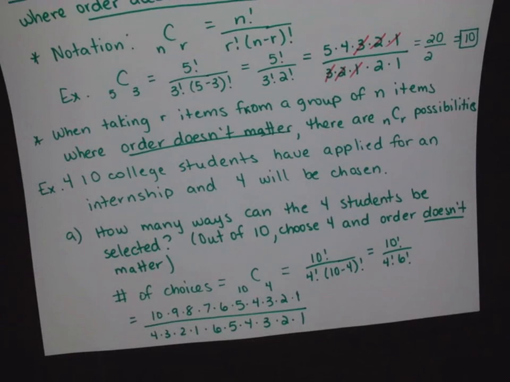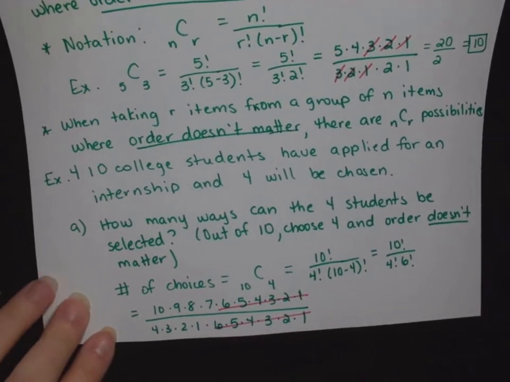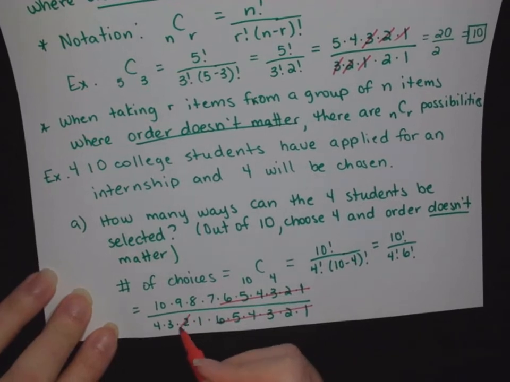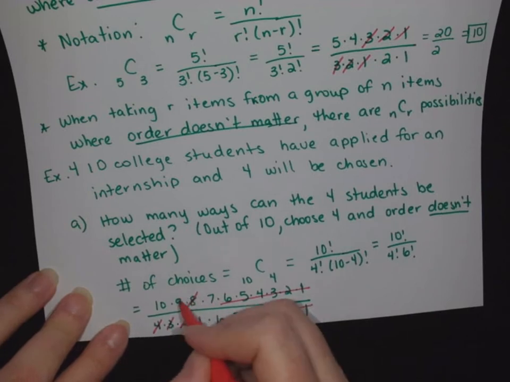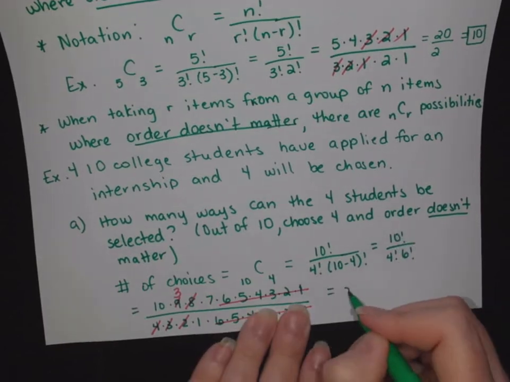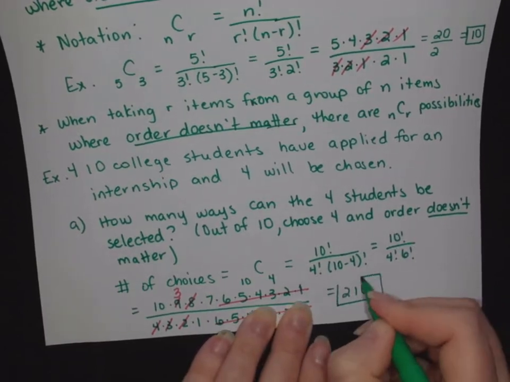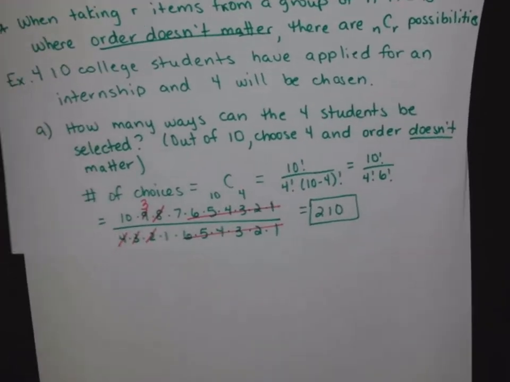So notice I've got 10 through 1 on top, and then 4 through 1, and also 6 through 1 on bottom. So what's going to happen is all of these go, right? And then if you want to, you also could combine these. For instance, 2 and 4 would take out that 8, because 2 times 4 is 8. And then 3 takes out 3 of the 9. So you end up with 10 times 3 times 7, which is 210. Okay, so yes, I want you to be able to do it on your calculator, but I also want you to be able to write it out and process that through as well.